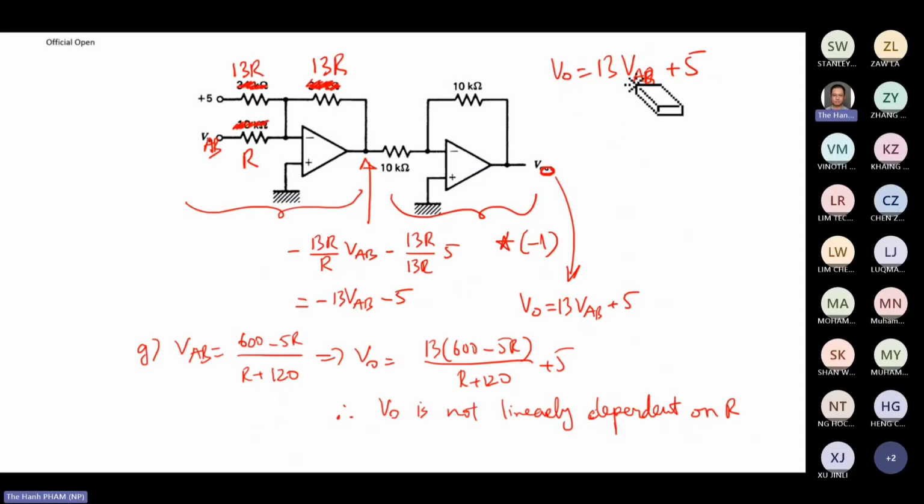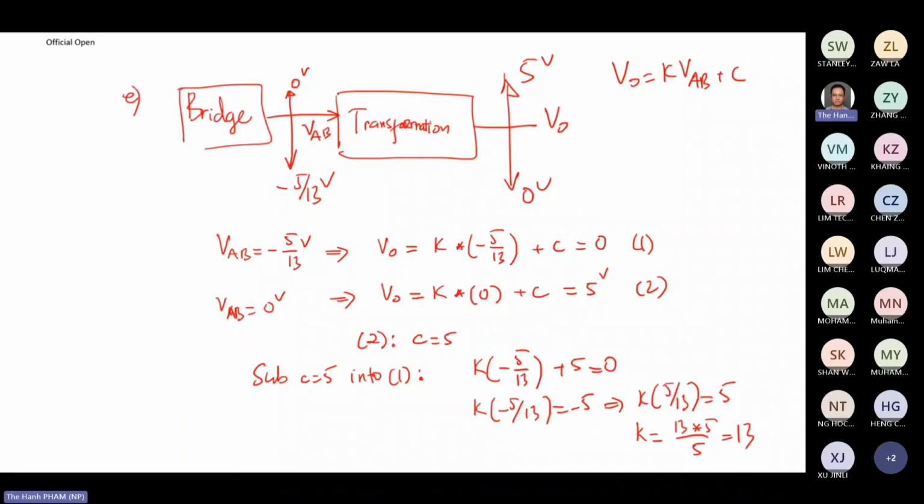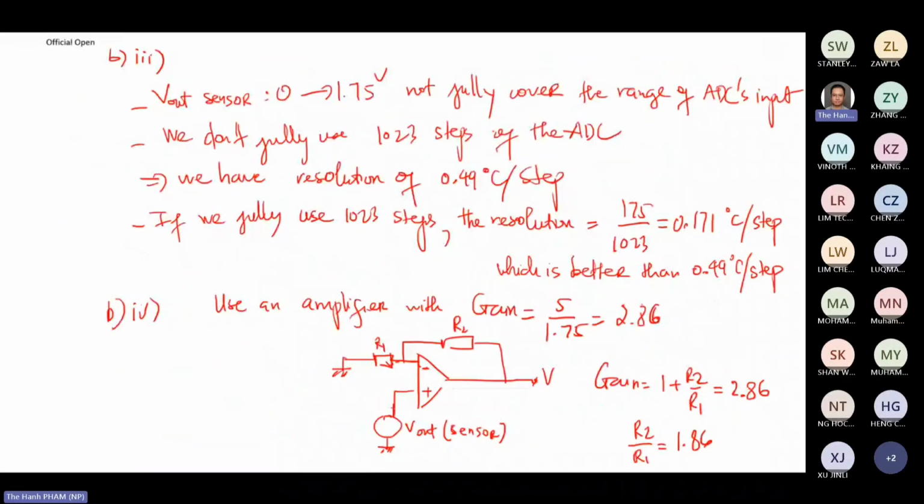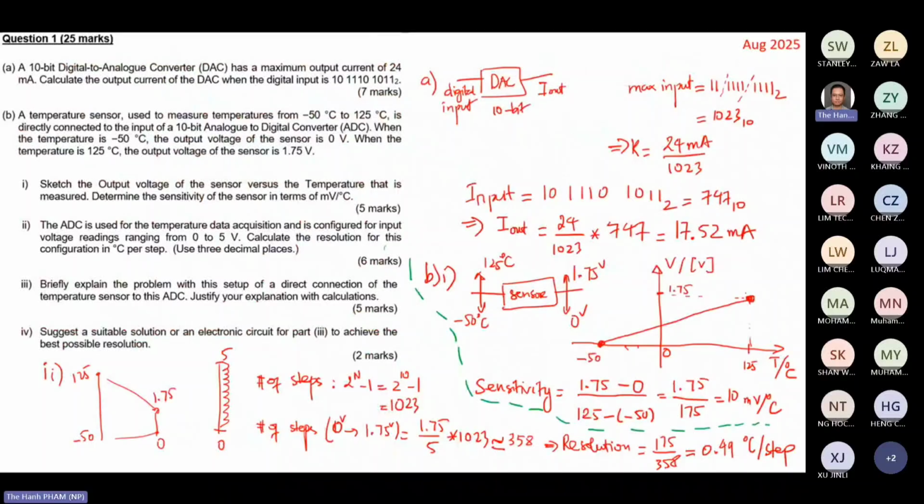V out is linearly dependent on VAB. This one is a straight line. But because VAB is a function of R, in the end V out is not linearly dependent on R. So if you can't do this one, just forget it. It's just a few marks. The main point is to try, and all this we have done in our tutorial, in our lecture, and also in other courses we have done up to now.